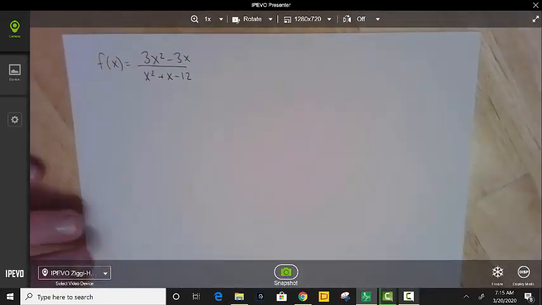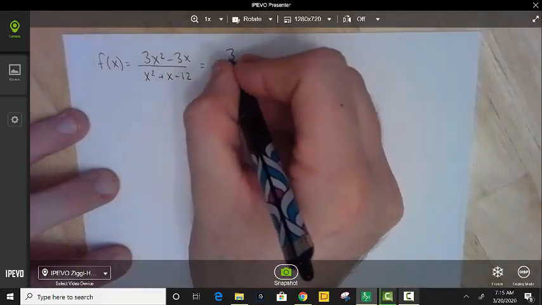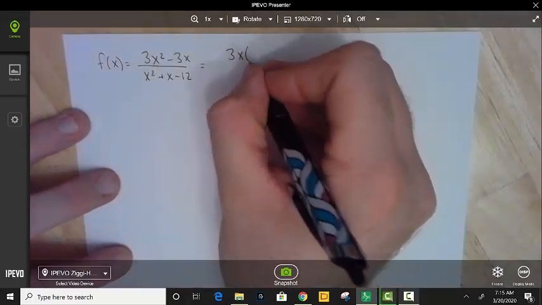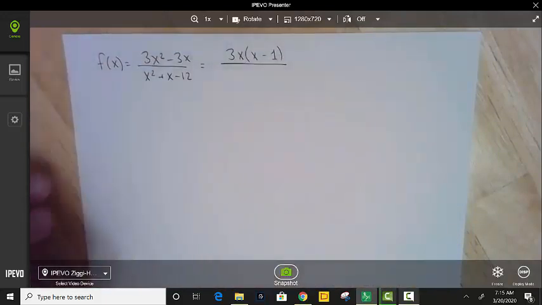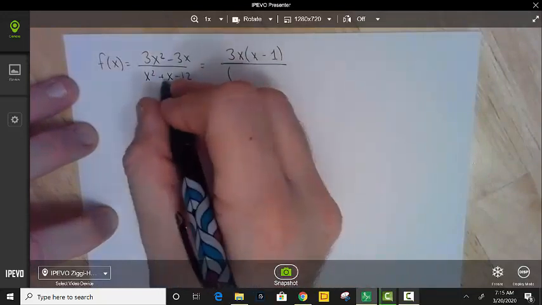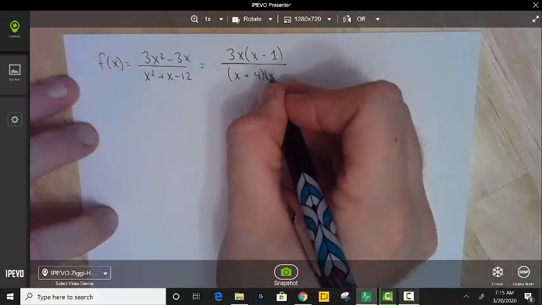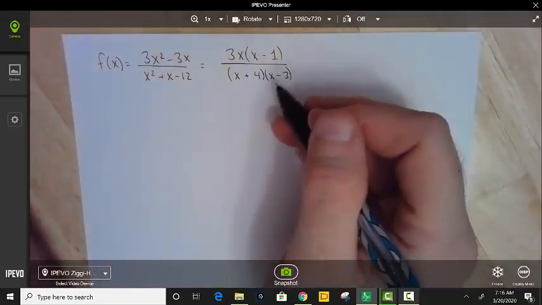So f of x equals 3x squared minus 3x, over x squared plus x minus 12. So going just through this process. Step 1 is factor the numerator and the denominator. The top is a binomial, and we can take out the GCF 3x, and it factors to 3x times x minus 1. And the bottom is a trinomial, factors of 12 that make 1 are 4 and 3. And in order to make a negative 12, it would have to be a positive 4 and negative 3.